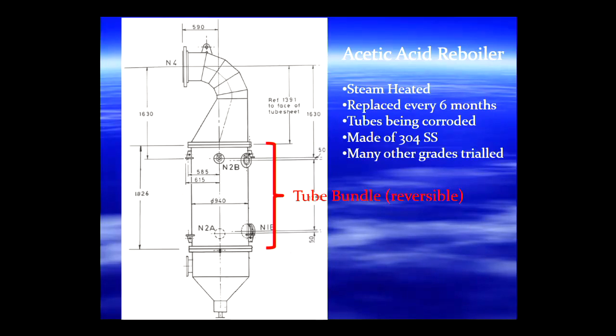Glacial acetic acid. That is, it's about 95% strength acid. In other words, only a few percent water in it. And the purpose of this thing was to actually increase that percentage. So it goes in at lower concentration, comes out at a higher concentration. The boiling was effected by condensing steam. So on the shell side, there was condensing steam. On the tube side, it was boiling acetic acid.